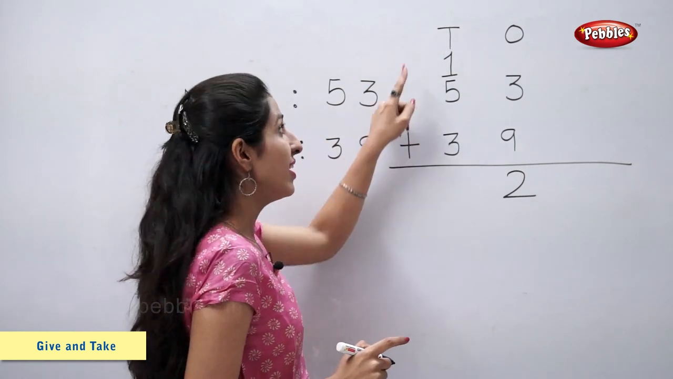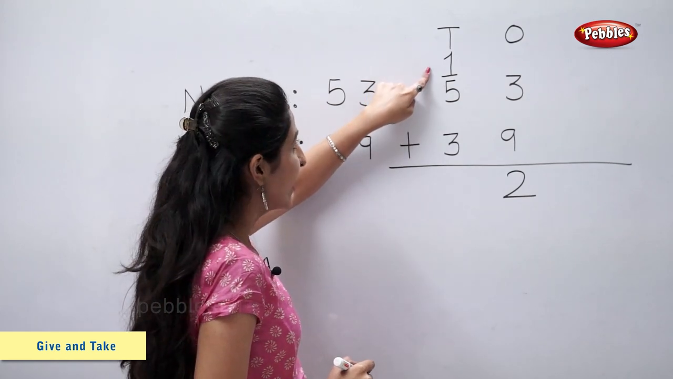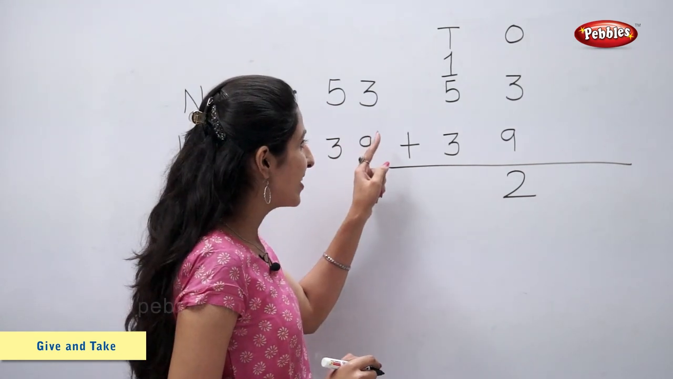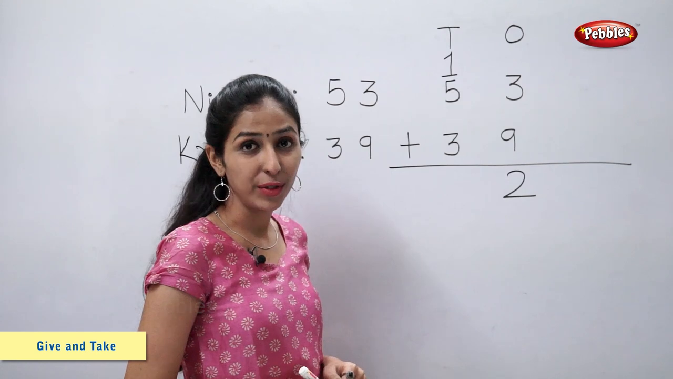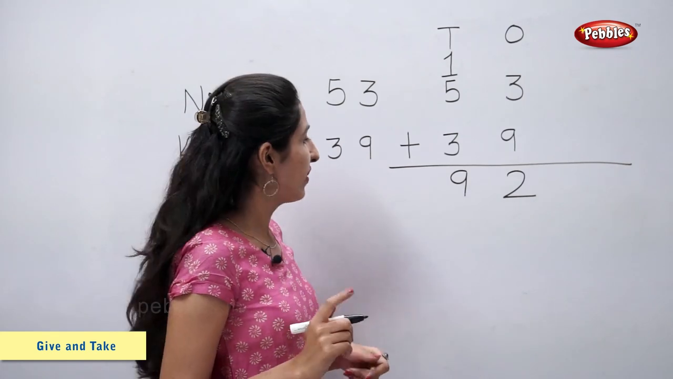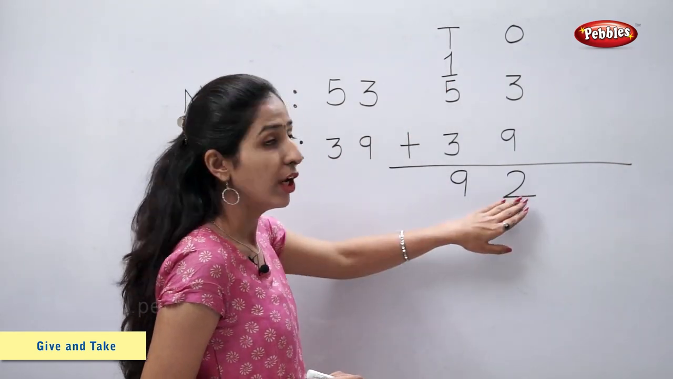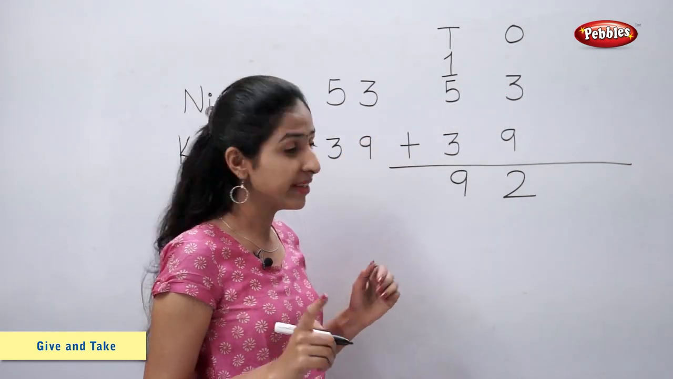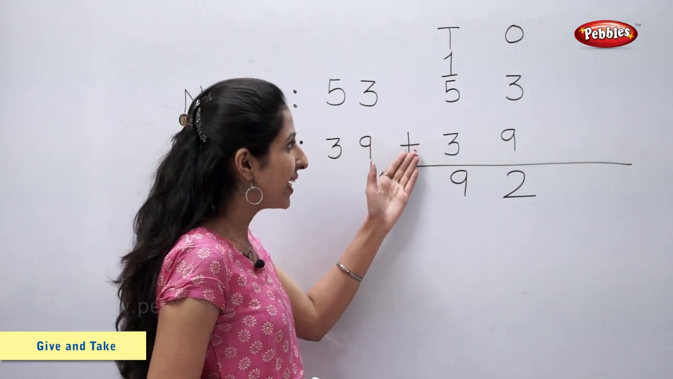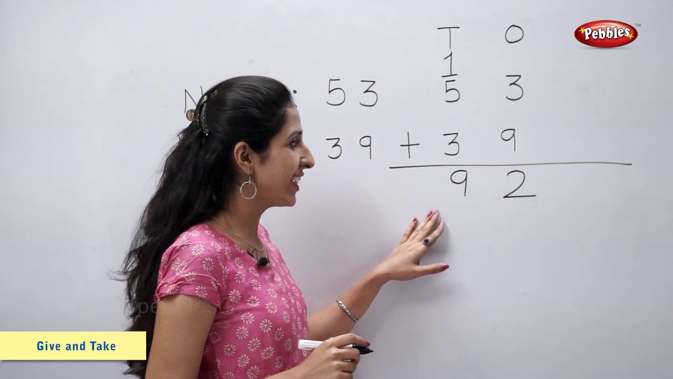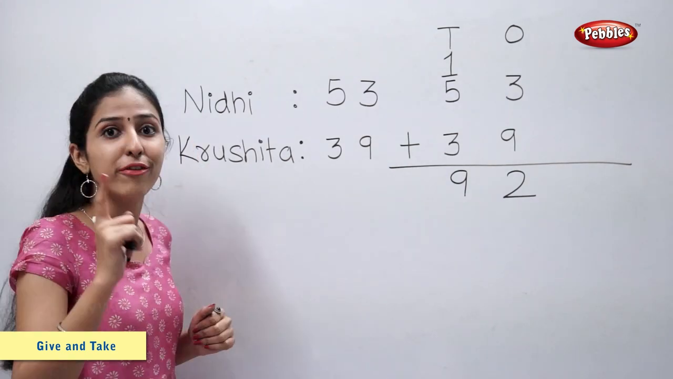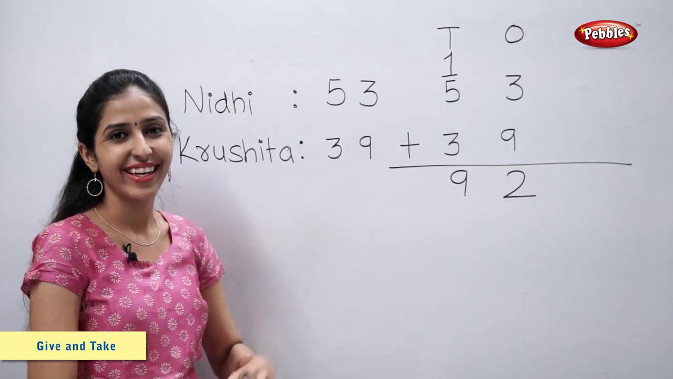Now let's add tens. 1 plus 5 is equal to 6. 6 plus 3 is equal to 9. Now we have 9 tens and 2 ones, that is number 92. So 53 plus 39 is equal to 92. So we can say that Nidhi and Krushita together will have 92 pearls.